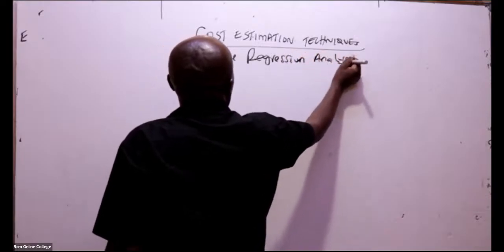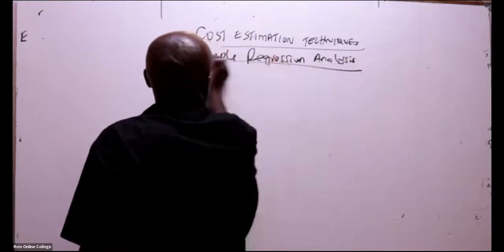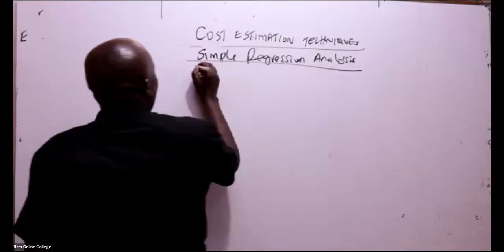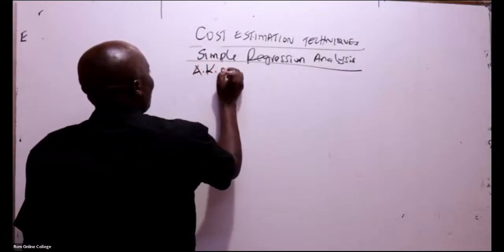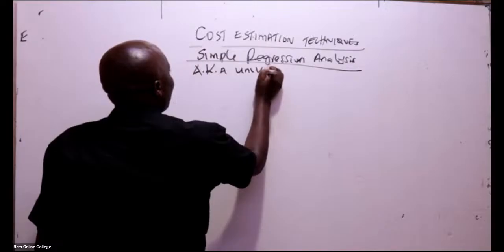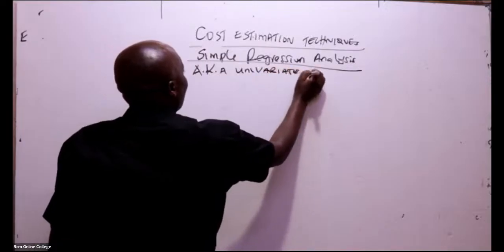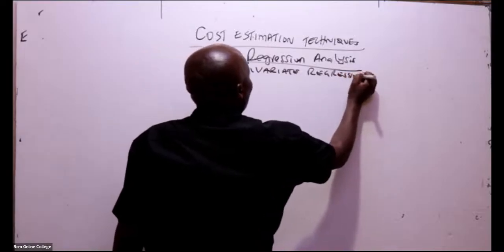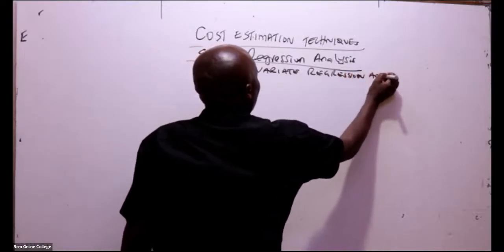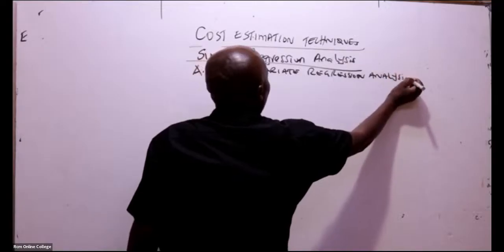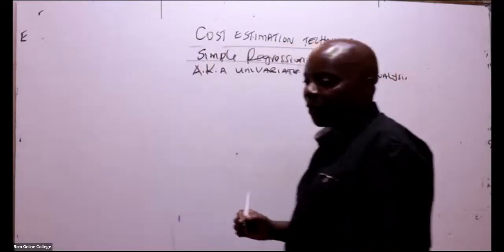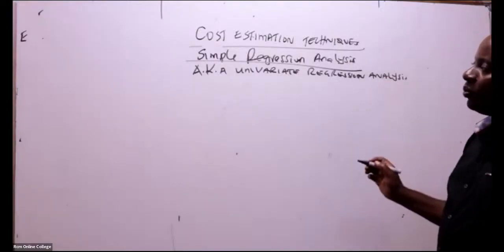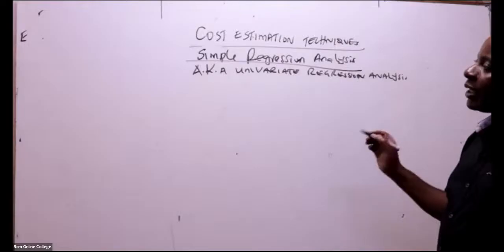Remember that this is also known as univariate regression analysis. Univariate regression analysis. Uni means what here? Uni means, ladies and gentlemen, one variable, one predictor variable.